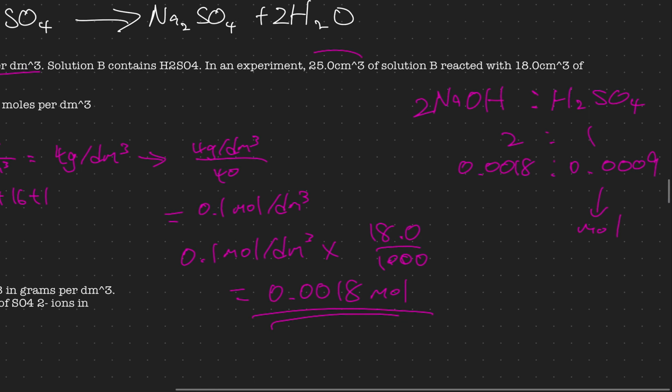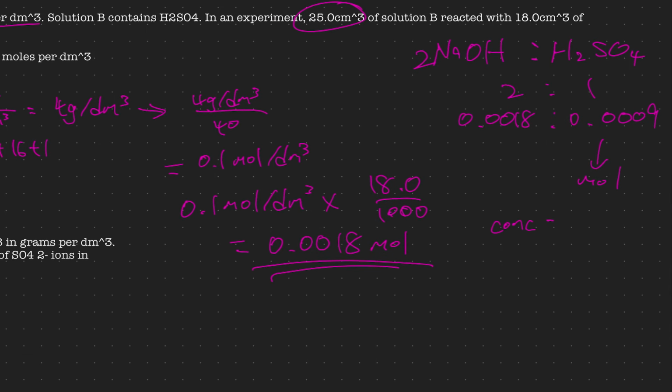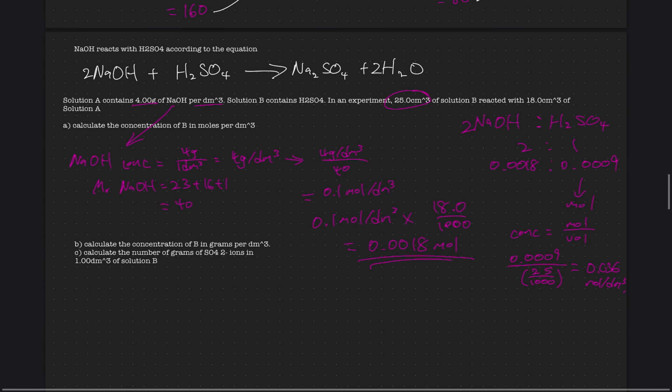So over here we know that we use 25 cm cube of solution B. So therefore concentration equals mole over volume. It's just 0.0009 divided by 25 over 1000, which will give us 0.036 mole per dm cube of sulfuric acid. That is our concentration of B in moles per dm cube.